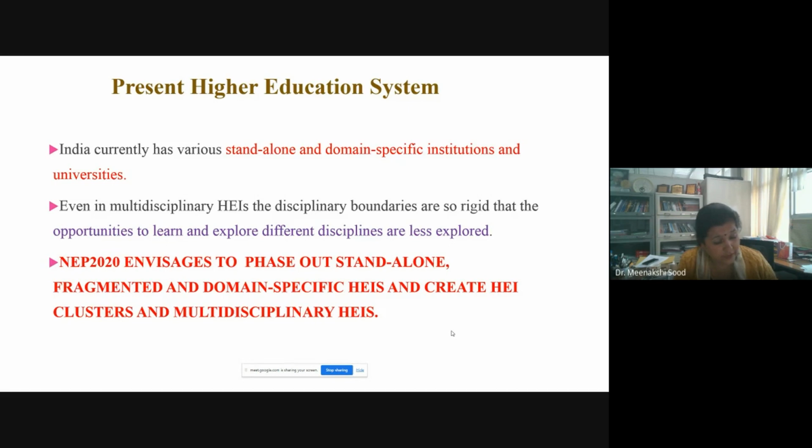So if you see, dear friends, in the present education system, the status is that we have a totally stringent, well defined system, limited in its boundaries. After class 10th or class 12th, the student has to select the discipline or the field in which he wants to study.